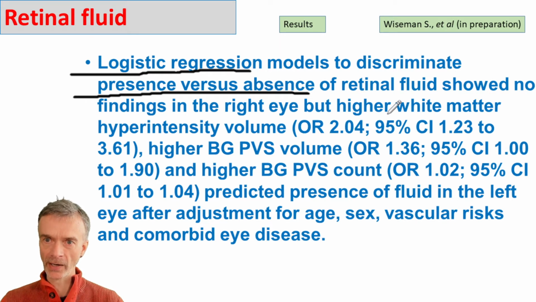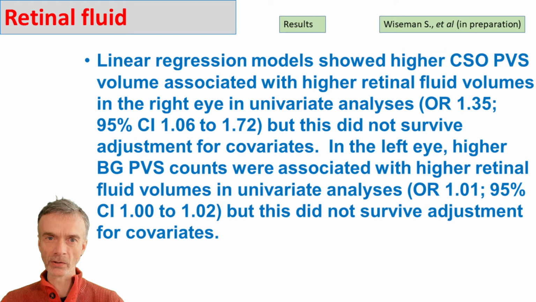And we showed no findings in the right eye, but we did find higher white matter hyperintensity volume and higher basal ganglia perivascular space volume and count related to fluid in the eye. So that was a very interesting finding. But we also quantify these pockets of retinal fluid. And because we have a quantification, we can use linear regression, and we showed that higher perivascular spaces, which is a feature in the brain, were associated with higher levels of retinal fluid in the right and left eyes. And these findings survived adjustments for various vascular and other risk factors that we call covariates.